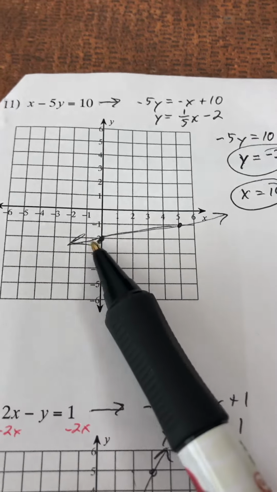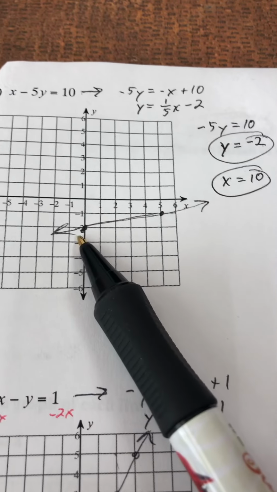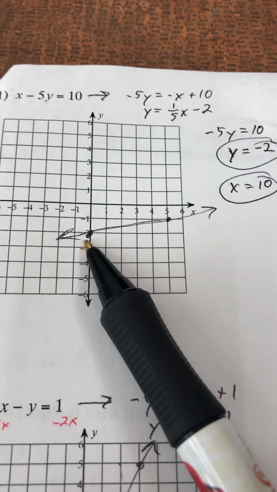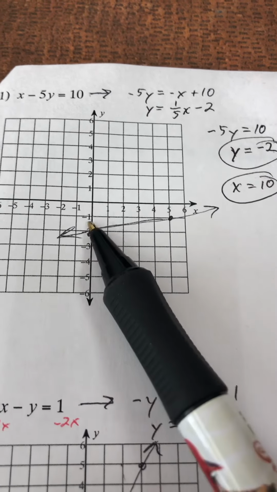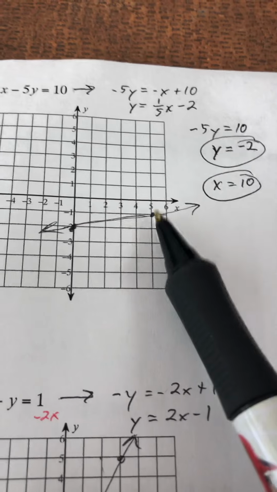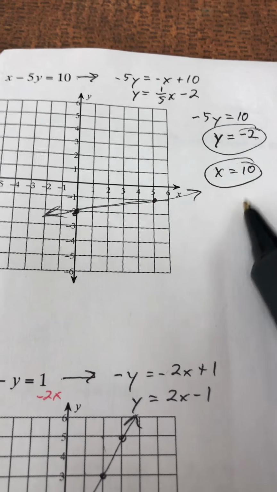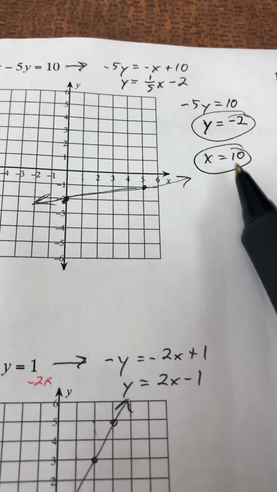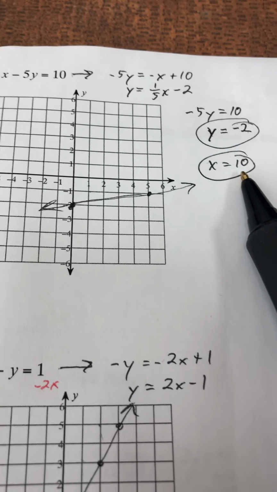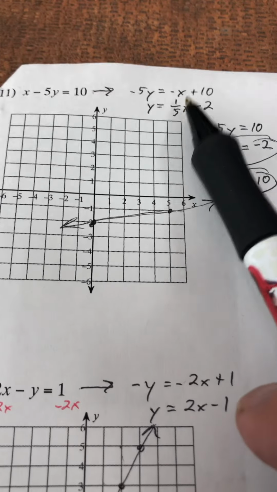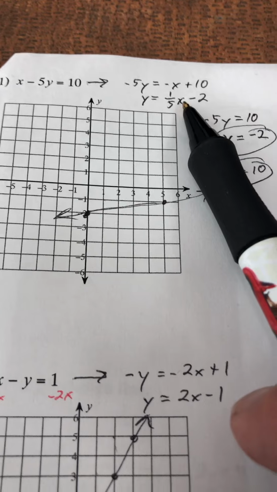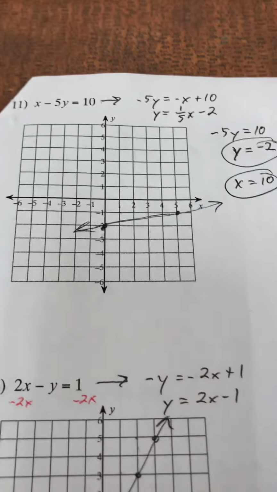So I go to my y-intercept, which was negative 2, and then the slope is up 1 over 5. You notice if I go up 1 over 5, it would be off the chart. It would be crossing the x-axis at 10. So it was easier for me to get a good line putting it in slope-intercept form.